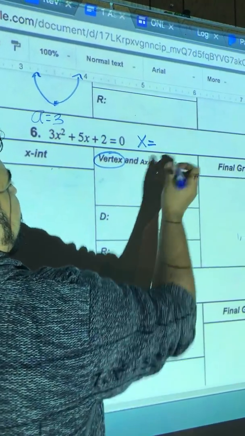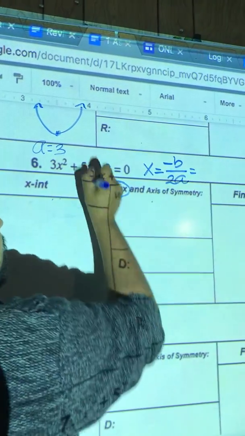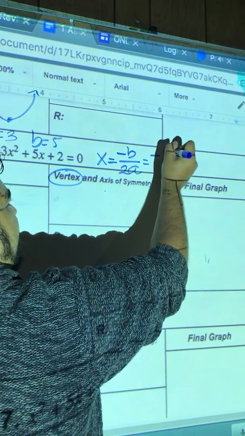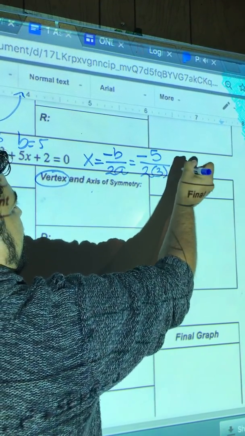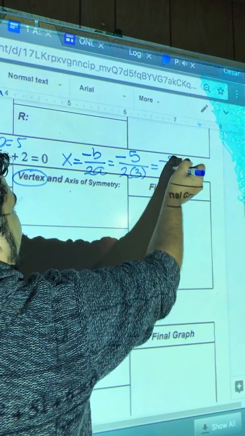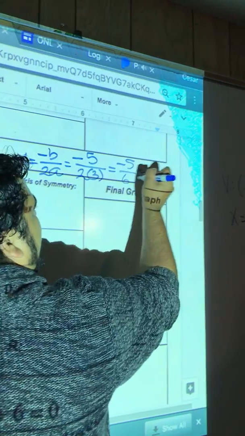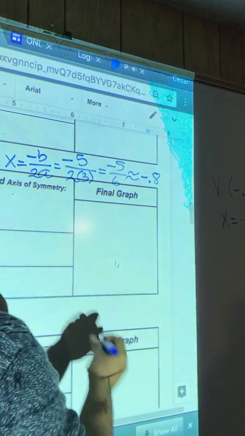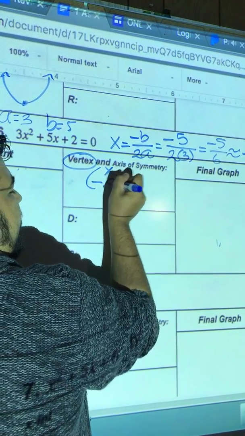So the formula for the vertex is negative b over 2a. So the b value is 5. So you're saying the formula has a negative, the b is a 5, 2 times 3. So you end up with negative 5 over 6. So the vertex is roughly around negative 0.8 for the x value. So I'm going to say my x value is negative 0.8.